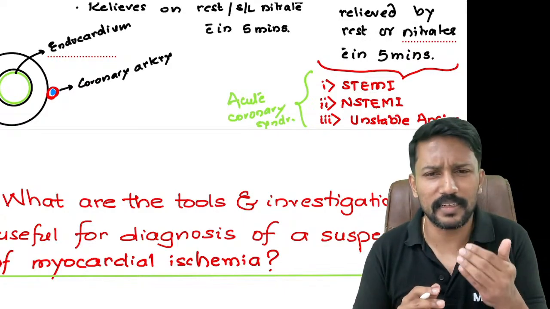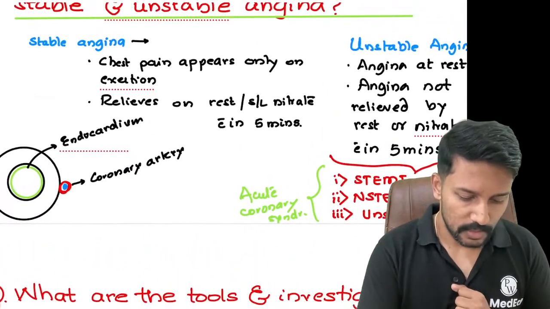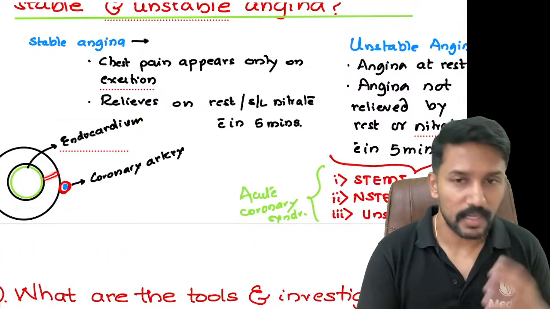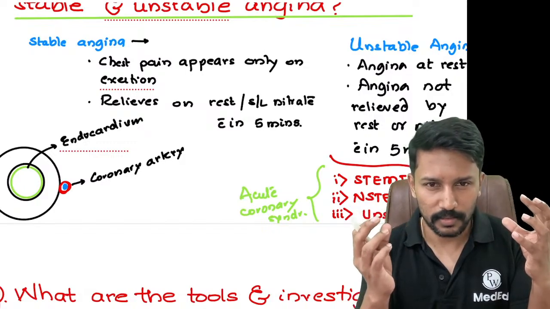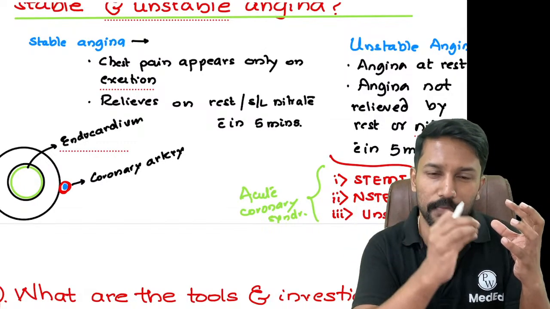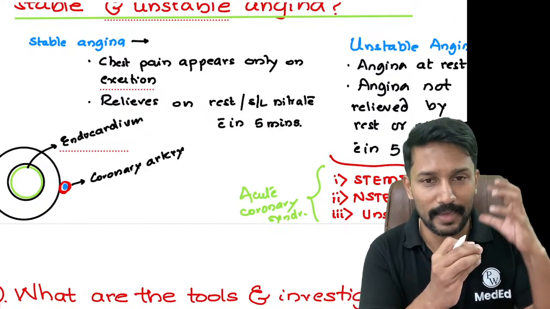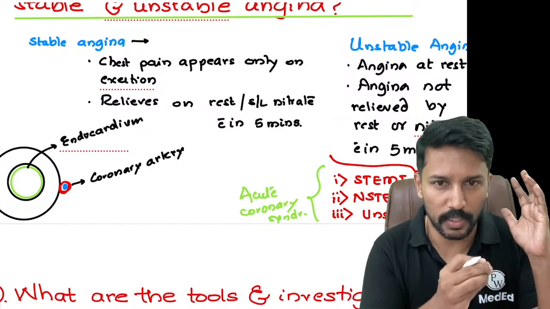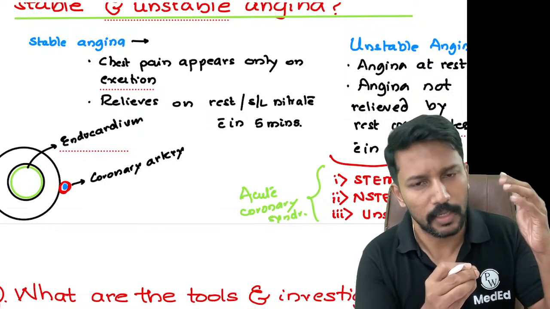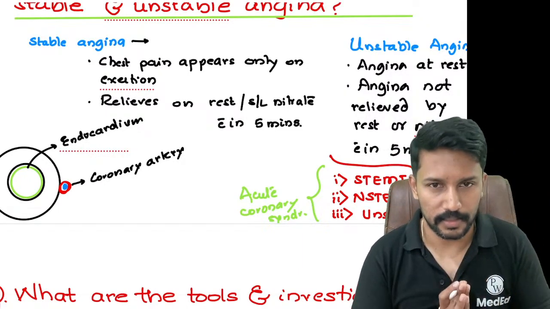Now we will understand a little bit of basic pathophysiology behind that. So in stable angina, what happens? Your myocardium needs some amount of blood supply. As long as you are at rest, the blocked coronary is able to give the required supply. But once you start doing exertion, the blocked coronary is not able to give that extra supply that the myocardium needs, and that is why you experience chest pain. You can quickly come out of it by taking rest or taking a sublingual nitrate.